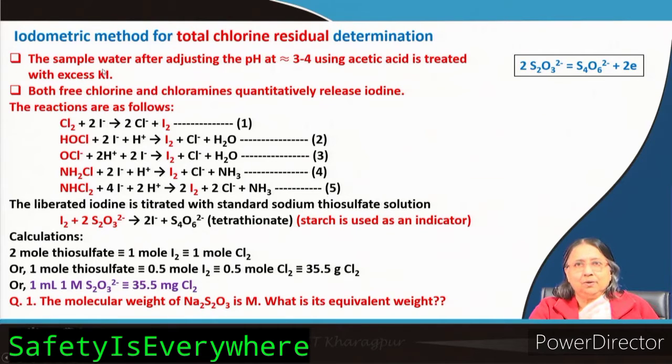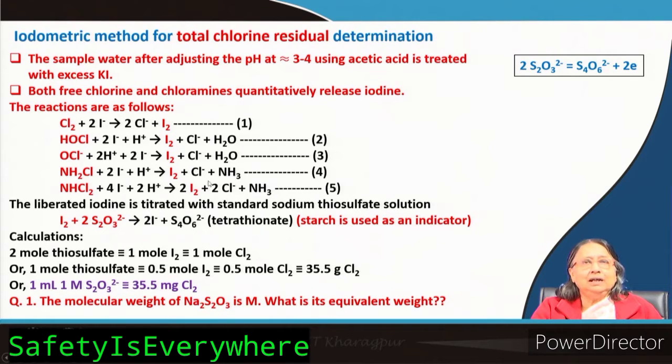Then what will happen when we add KI? You see here the reactions from 1 to 5 are shown. Chlorine reacts to produce iodine, then HOCl reacts to form iodine, OCl minus forms iodine, and NH2Cl, that is monochloramine, the combined chlorine residual, is also forming iodine. Then dichloramine is also forming iodine. All these are total chlorine, that is why it is written total chlorine, and all produce iodine.